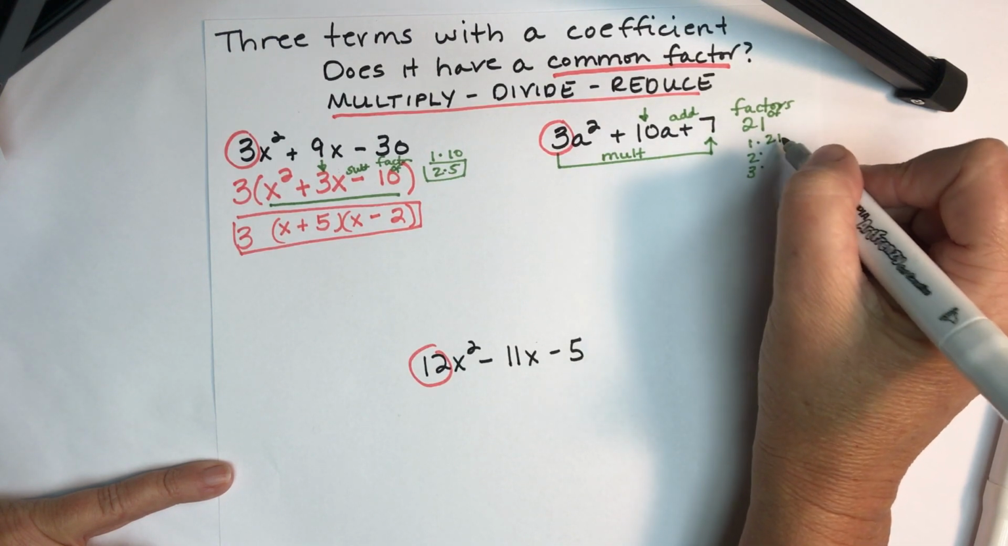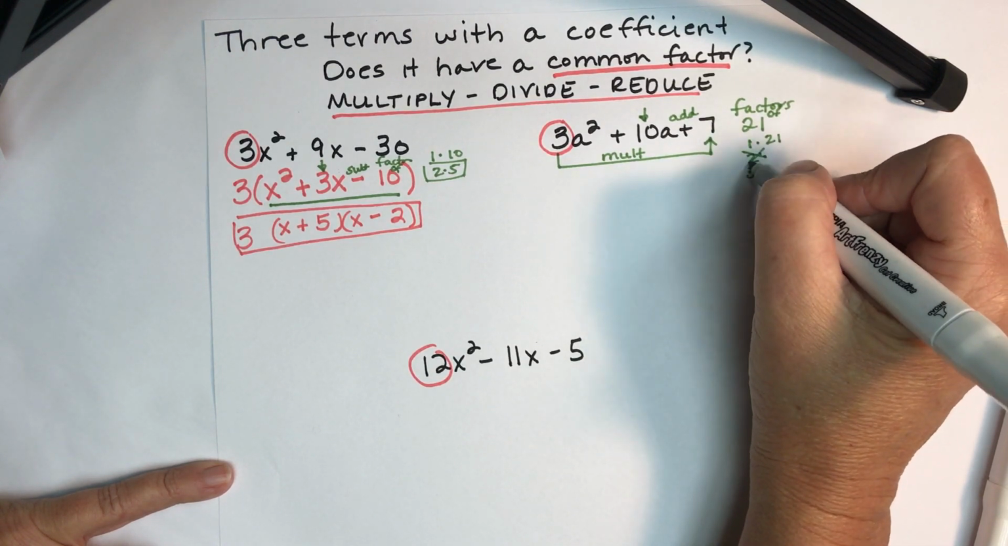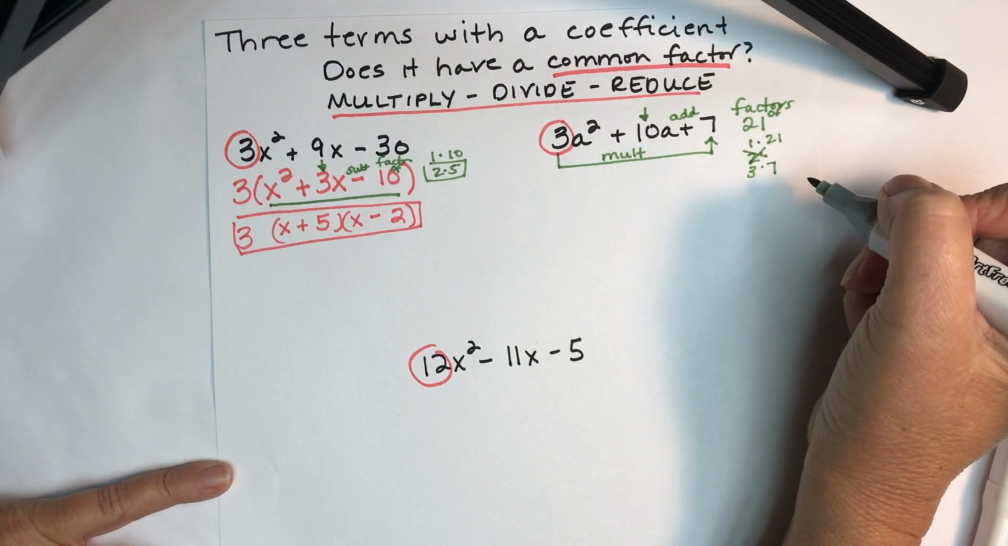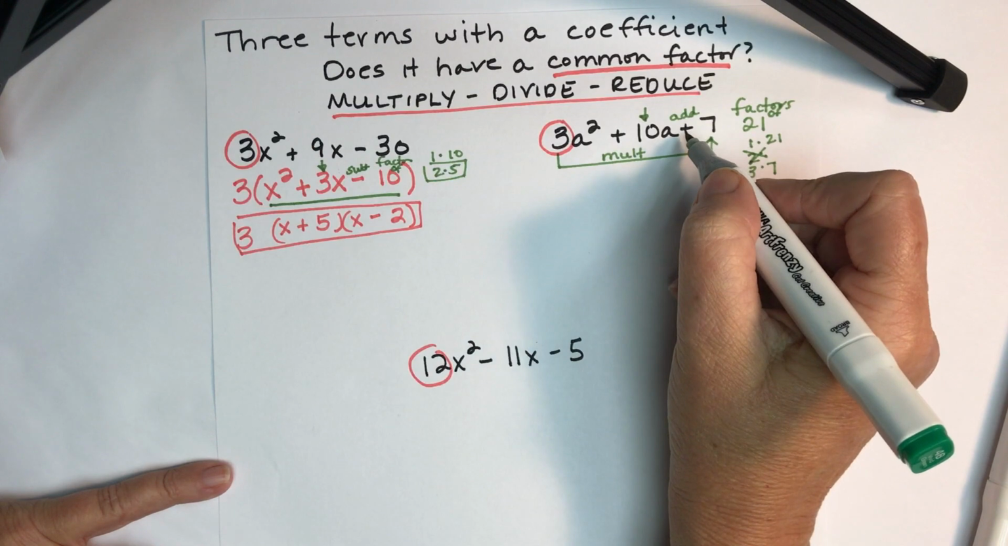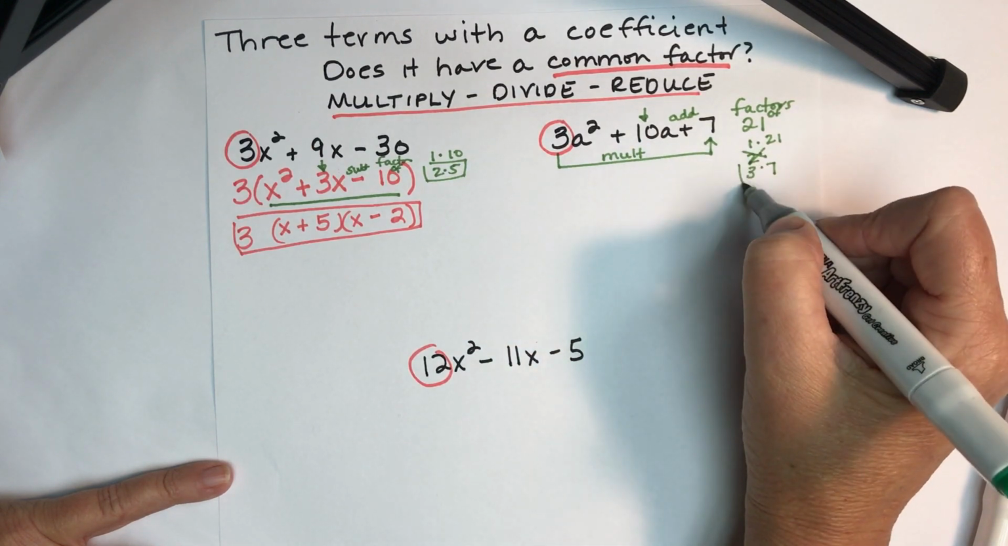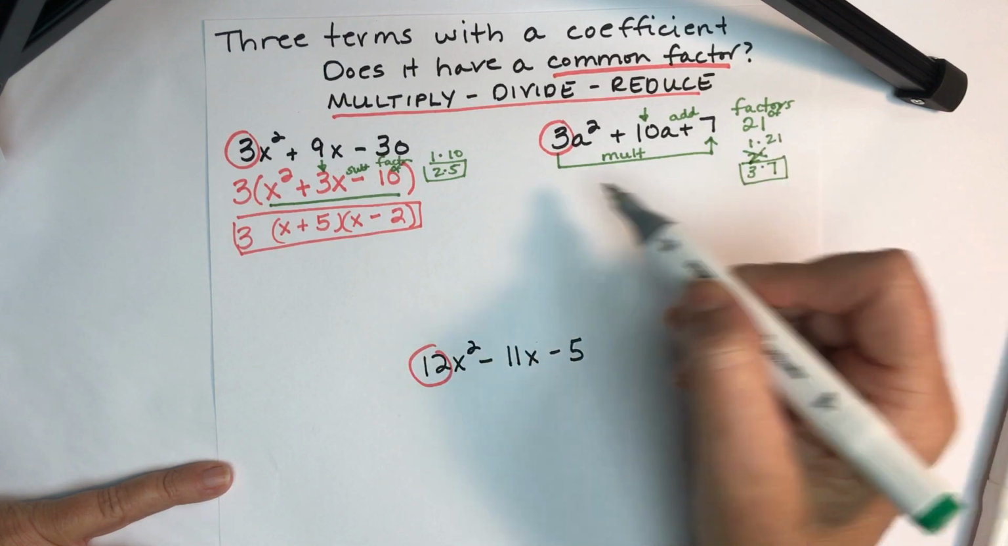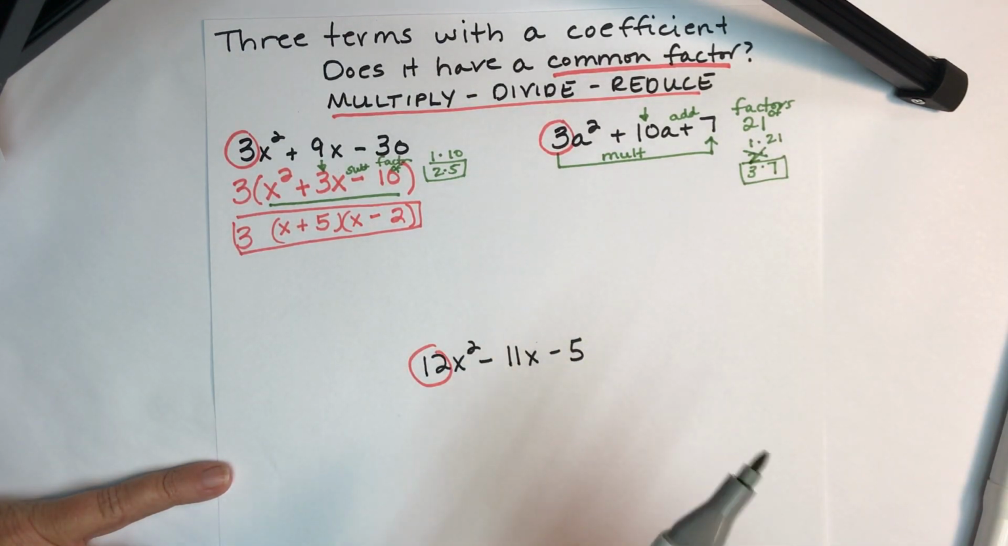21 divided by 1 is 21. 21 divided by 2 is a decimal, so that doesn't work. 21 divided by 3 is 7. Now we want the ones that add to be 10, so that would be 3 and 7. They multiply to give you 21, but they add to give you 10.